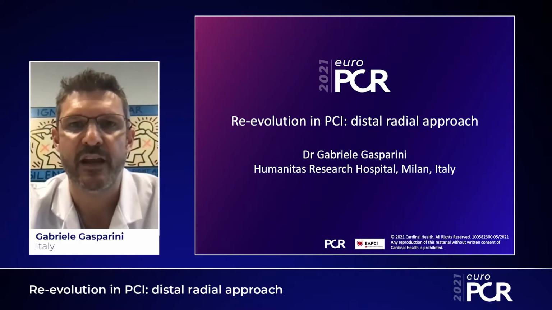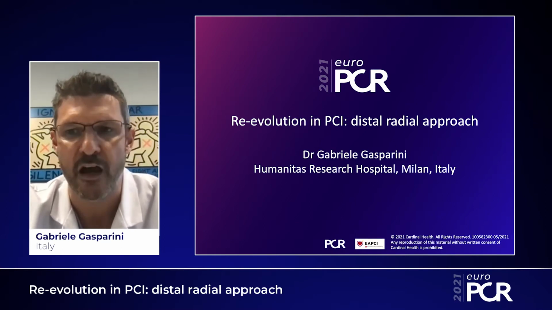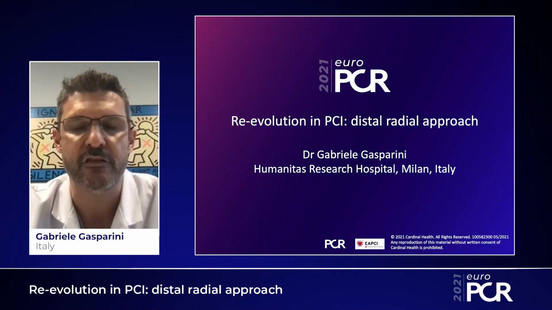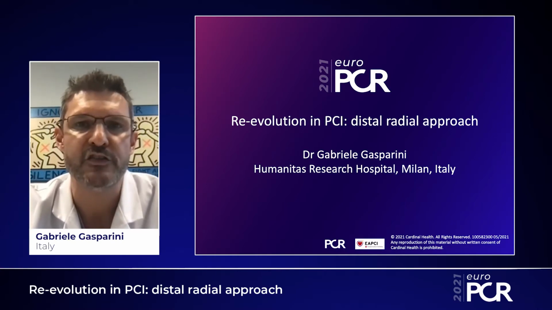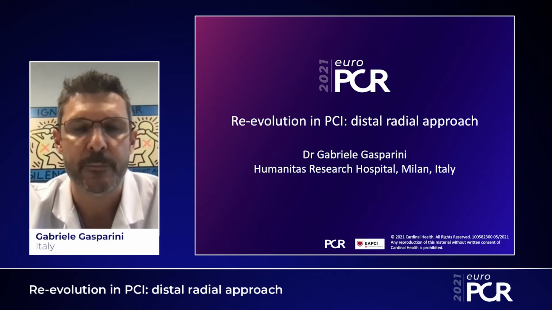My name is Gabriele Gasparini and I am an interventional cardiologist, and about 16 years ago I started to use radial artery for coronary angiography, standard PCI, and even more complex intervention. Four years ago I approached for the first time the concept of distal radial access, that is itself an evolution of the forearm radial technique. To date, I have performed more than 300 procedures through the distal radial artery.